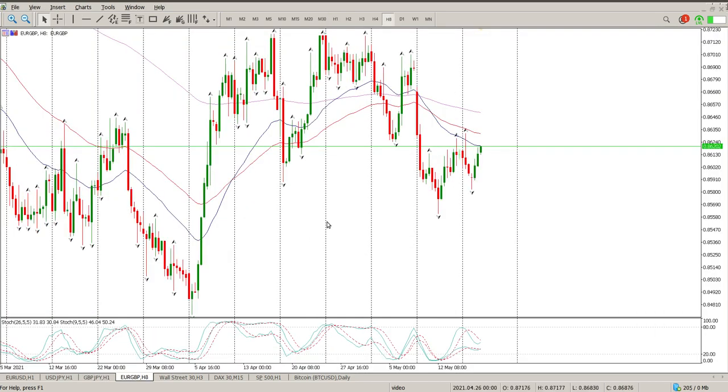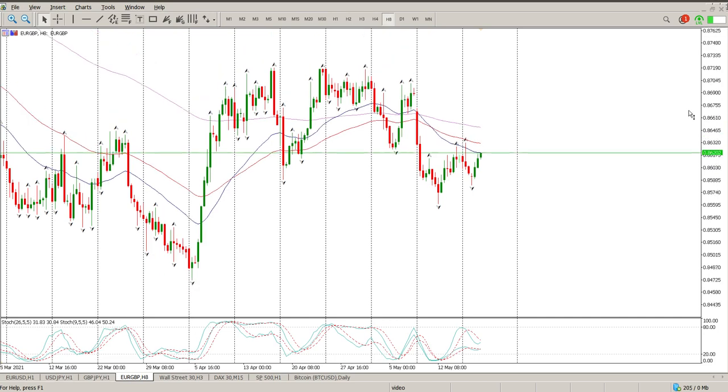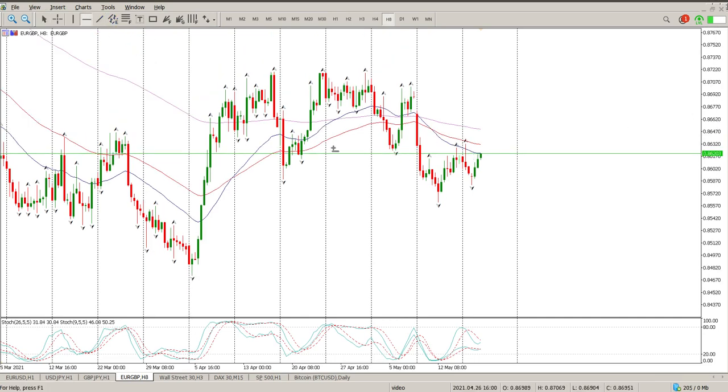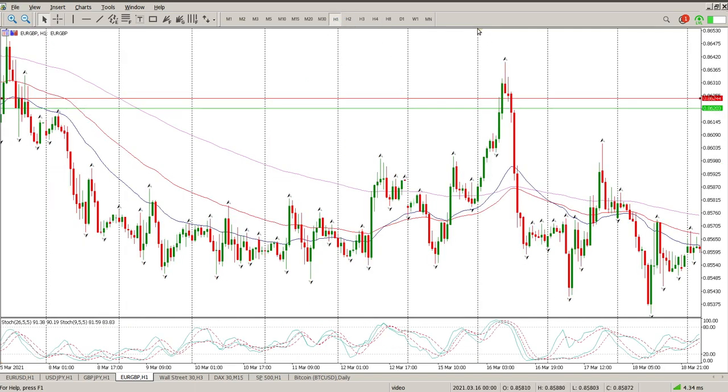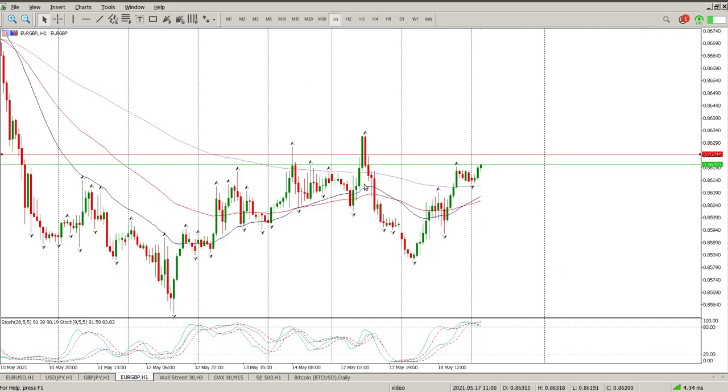Euro, British pound. So we were looking for a continuation of the downside. That didn't happen, so I got this one wrong yesterday. We're still in a downward trend. We're coming back up to test this level here of 0.86244. But let's get to the hour, and you'll see the previous test wasn't really a test. It was a close above it and then an immediate reversal off it. So this is the level we need to watch.